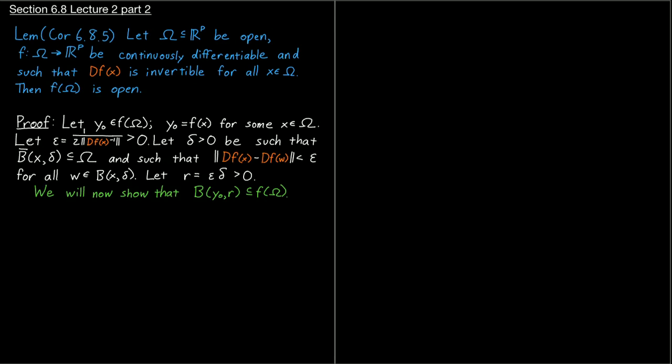It is that every y naught in f of omega, you can draw a little ball around it of positive radius that's in f of omega. So that's how we're going to prove openness. And here is how we are going to do this. We are going to choose, or rather direct our reader to choose, a point y in our ball y naught of radius r. And what we want to find is an x, or rather a w, such that y is equal to f of w, where w is in omega.